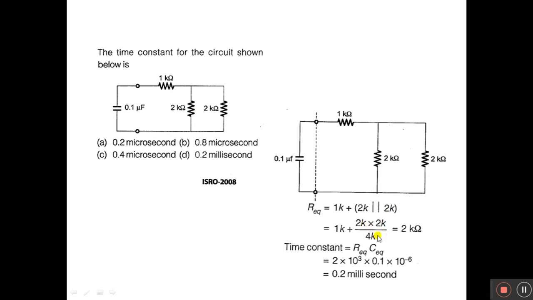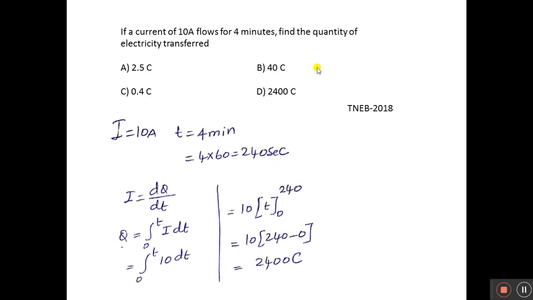Sorry, 2 into 2 divided by 4k, that is 2 kilo ohm. This 2 kilo ohm is multiplied with the capacitance. So 2 into 10 power 3 into 0.1 into 10 power minus 6, you will get 0.2 millisecond. Answer option A.